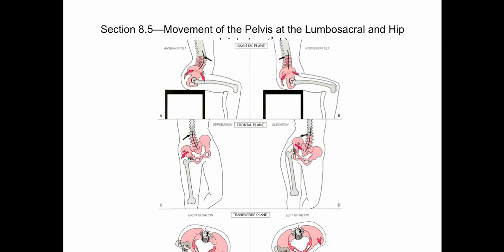When the pelvis moves at both the lumbosacral joint and the hip joints, it changes its position relative to both the spine and the femurs. When the pelvis approaches its maximum range of movement at the lumbosacral joint, motion also occurs at the lumbar spinal joints, changing the lumbar spinal curve.